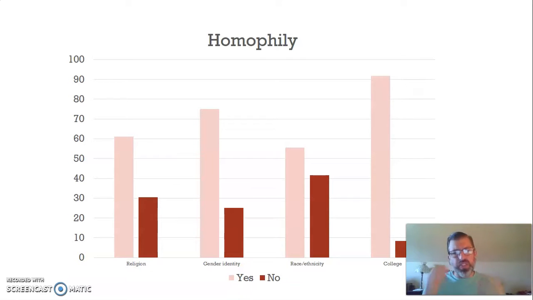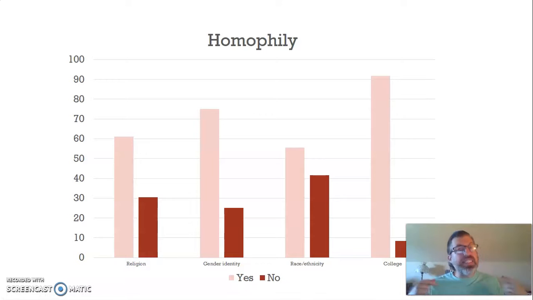And so we did this for religion, for gender identity, for race and ethnic identity, and then for whether or not those people also went to college, a kind of measure here of what we'll talk about later as social class, or more precisely, socioeconomic status. So, it turns out you guys have pretty homophilous social networks.